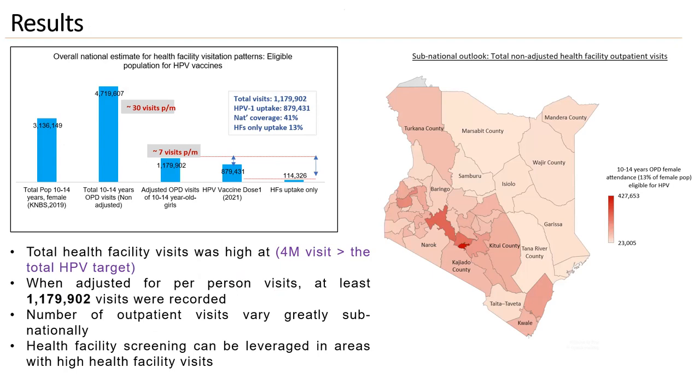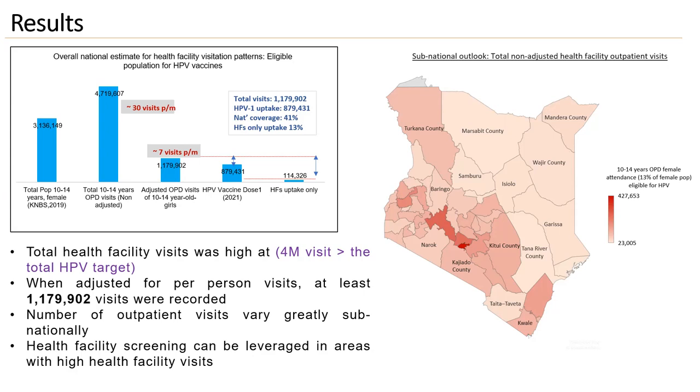So looking at the results, the first graph represents the total population that we are targeting in Kenya, 3.1 million. So we expect that we should vaccinate at least 90% of this population. During the year 2021, looking at the outpatient visits from DHIS2, a total of 4.7 million girls visited health facilities.